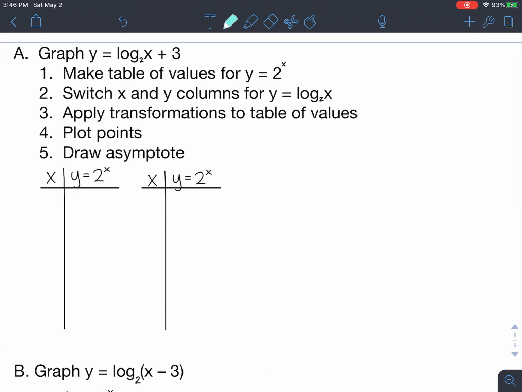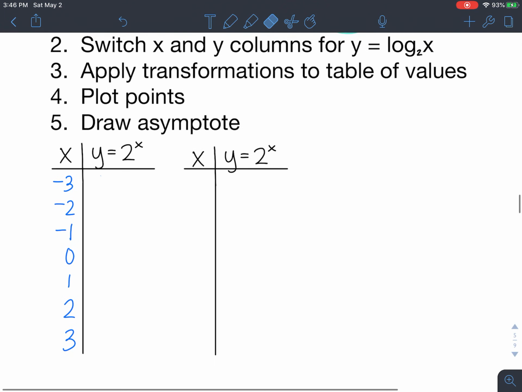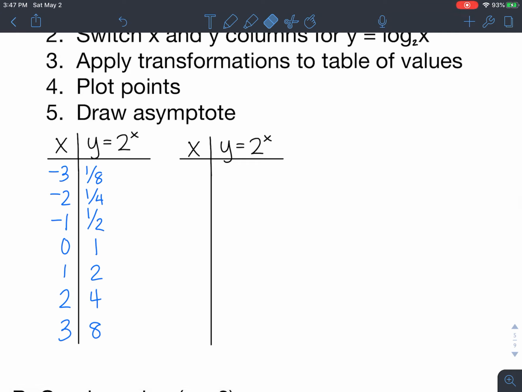So we have log base 2 of x plus 3. So first, we're just going to make the table of values for the parent inverse. So just 2 to the x. I think I have these already here. Yeah, I do. Well, there we go. So you can copy those down and then plug in all the numbers, right? So 2 to the 0 is 1. 2 to the 1 is 2. 2 to the 2 is 4. 2 to the 3 is 8. You should be pretty quick at making those table values now.